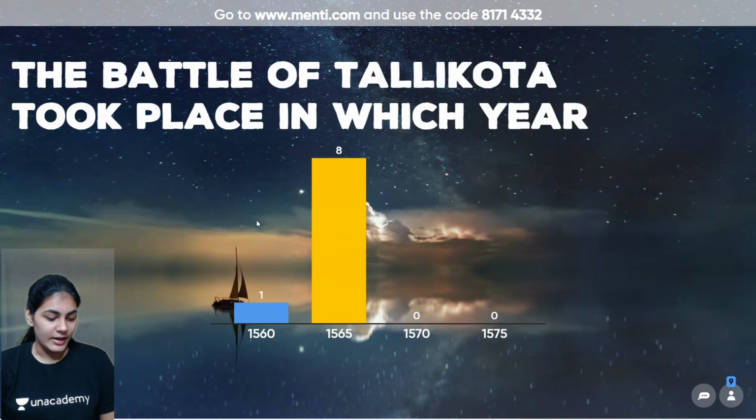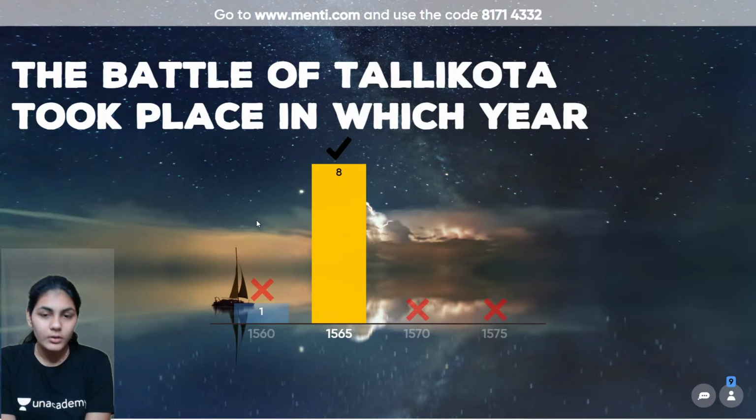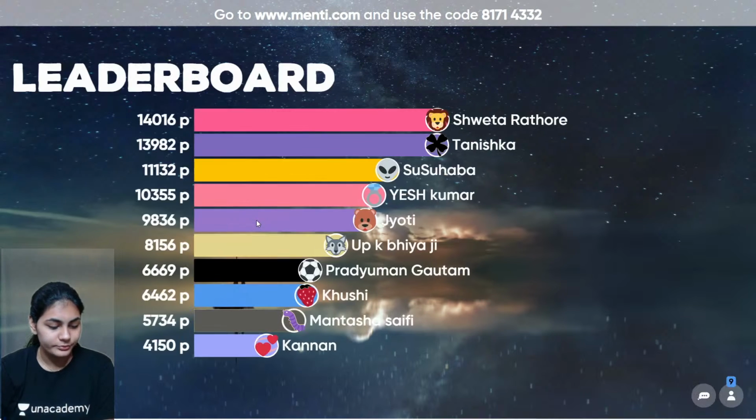Read the options carefully, guys. The answer is option B. Most of y'all got this right. It's 1565, right? So just learn the date by heart or do whatever, but this is a very important point to remember. Anything related to the Battle of Tallikota: which year did it happen? Between whom did it happen? All of these factual questions are important. So go over that part again in your textbook in case you want to remember it forever. So the option is B, 1565.